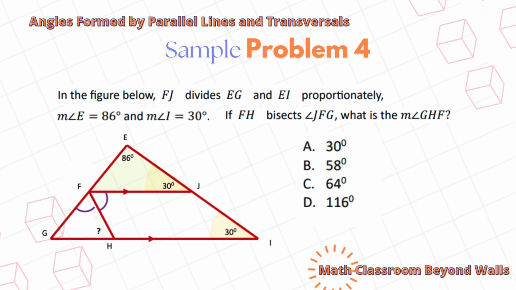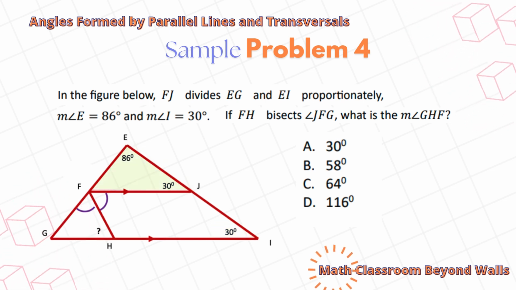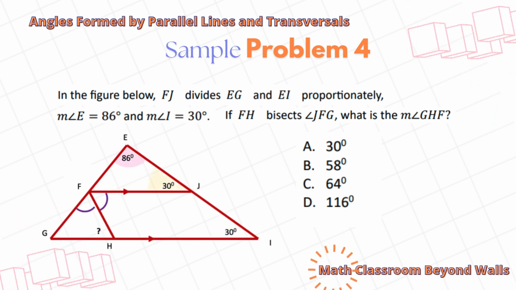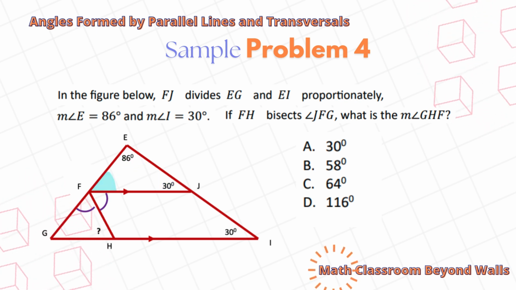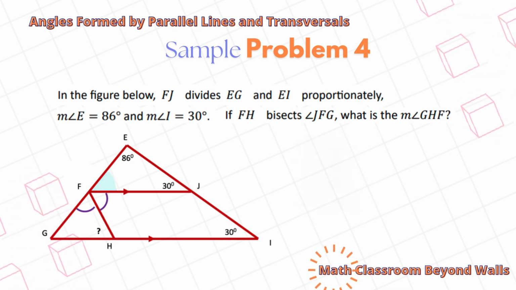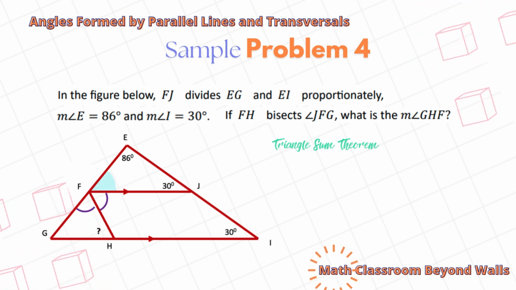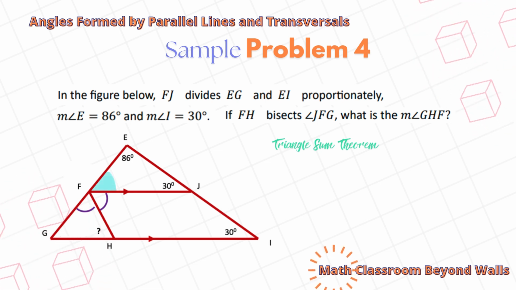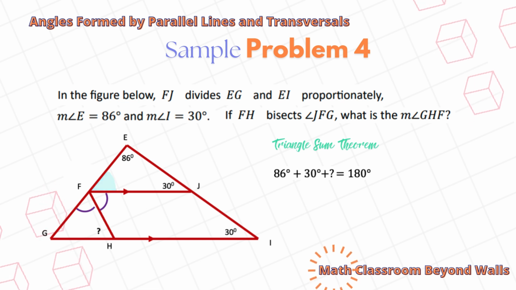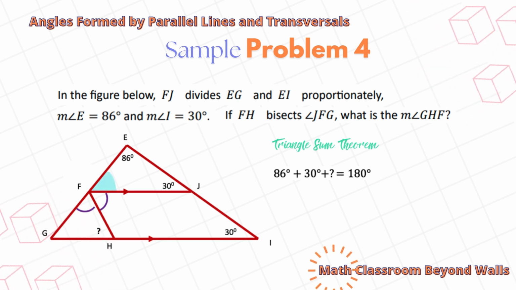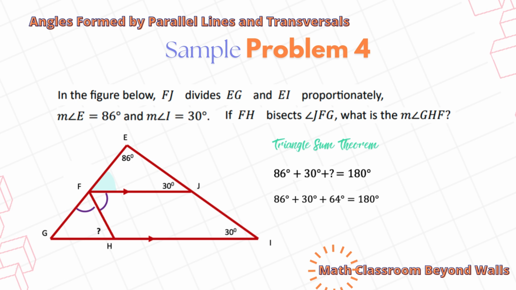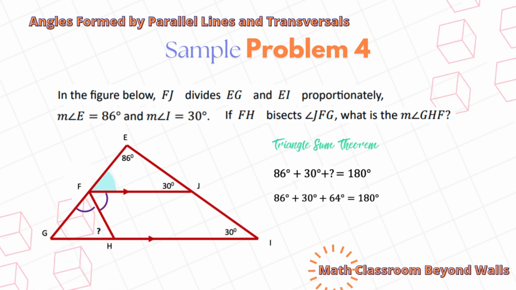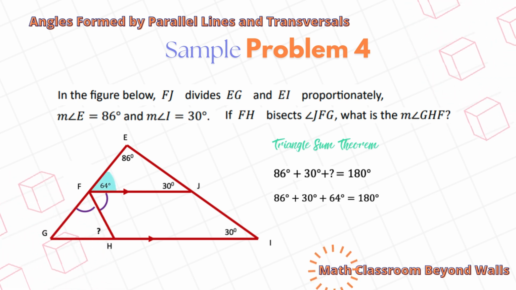Look at the smaller triangle, learners. Of the three interior angles inside the triangle, two angles are already known. What is the measure of the third angle? How do we get its measure? Right, we use triangle sum theorem, which says that the sum of the angles in a triangle is 180 degrees. So, what number, when added to 86 degrees and 30 degrees, gives 180 degrees? You are right, 64 degrees. So, the measure of the third angle is 64 degrees.